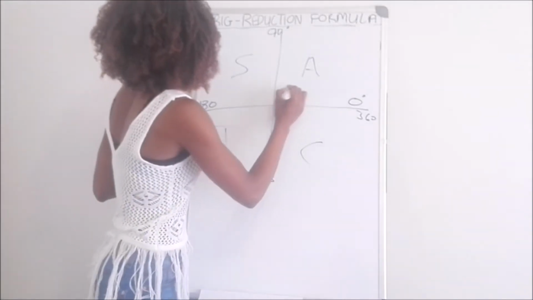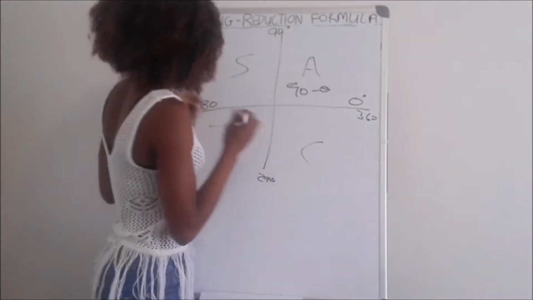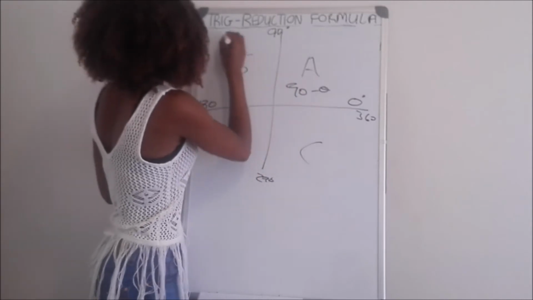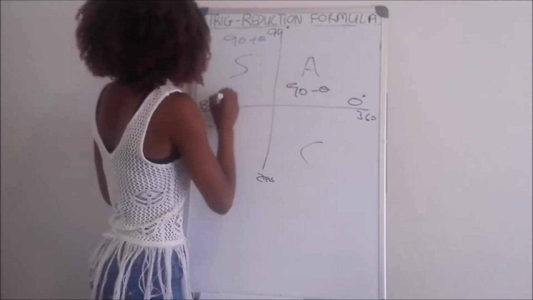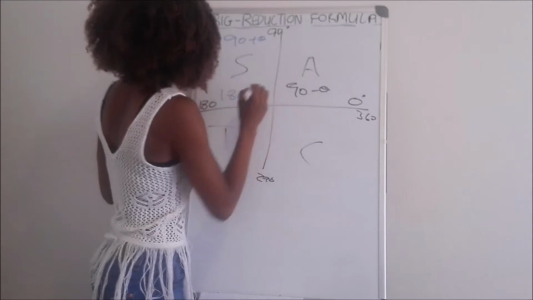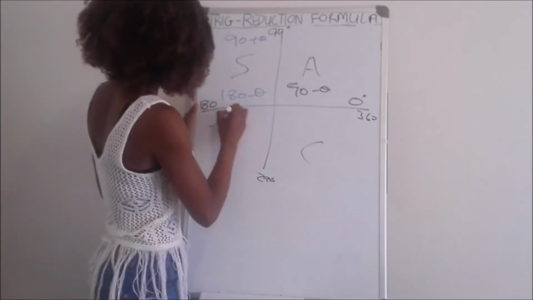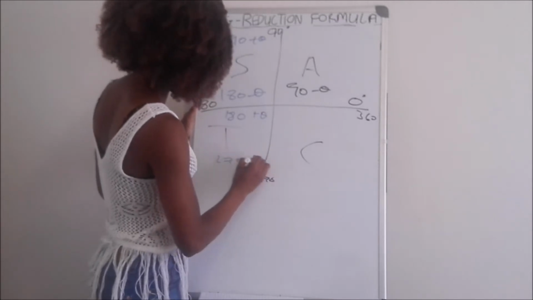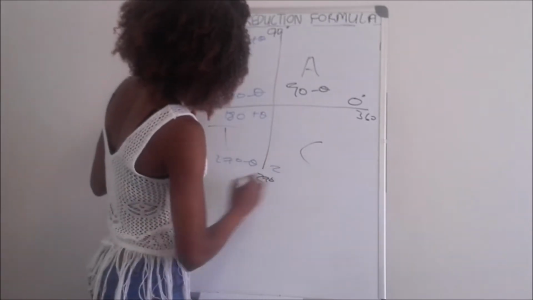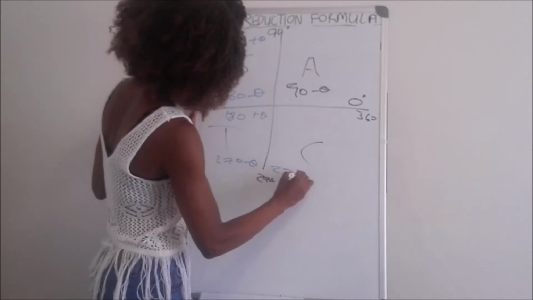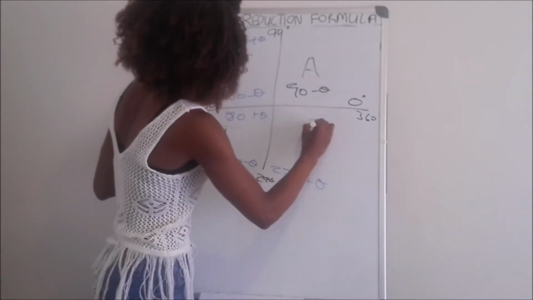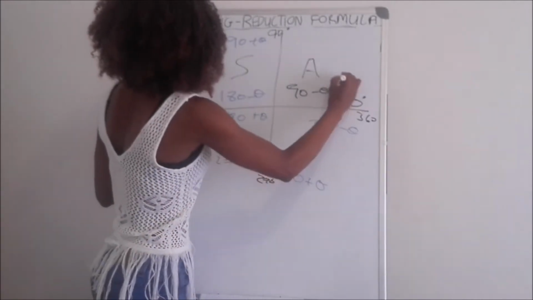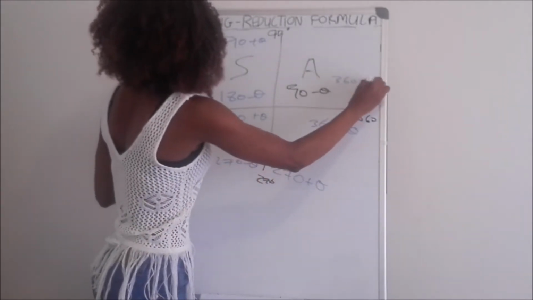In the first quadrant we have 90 minus theta. In the second one we have 90 plus theta and 180 minus theta. In the third one we have 180 plus theta and 270 minus theta. In the fourth one we have 270 plus theta and 360 minus theta. In the first one we also have 360 plus theta.